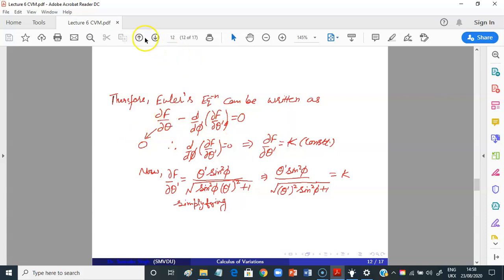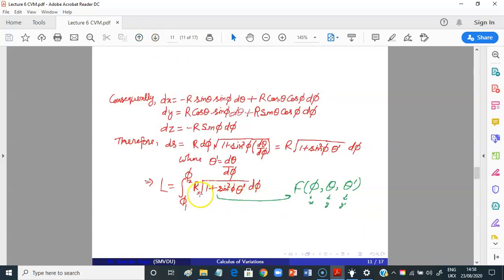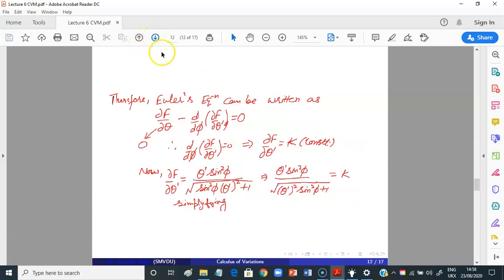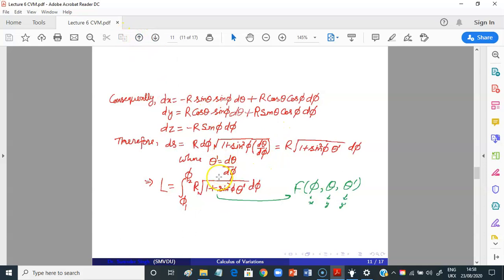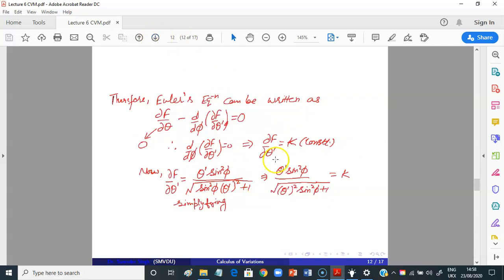But you see, capital F here is independent of theta explicitly. When it is independent of theta explicitly, then ∂F/∂θ is 0, and this is constant. And now we find ∂F/∂θ' from this F, because F is this quantity. The value of ∂F/∂θ' comes out to be this. Now ∂F/∂θ' is this, and this thing is equal to a constant.